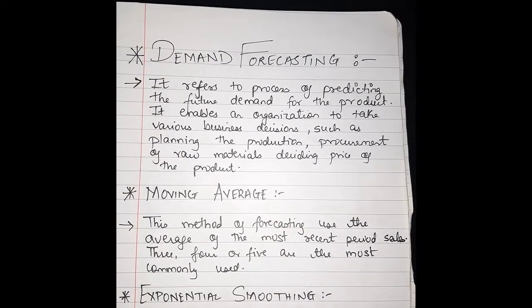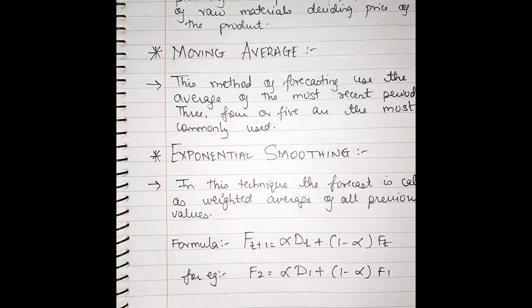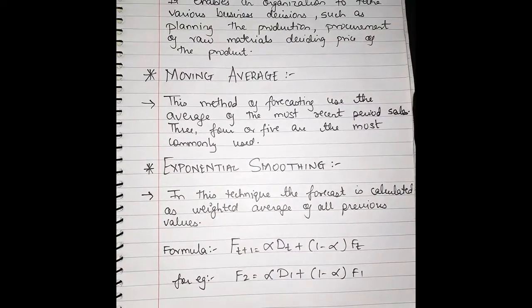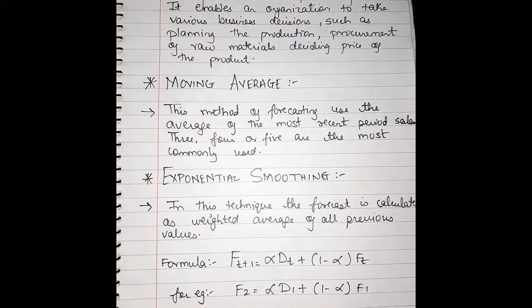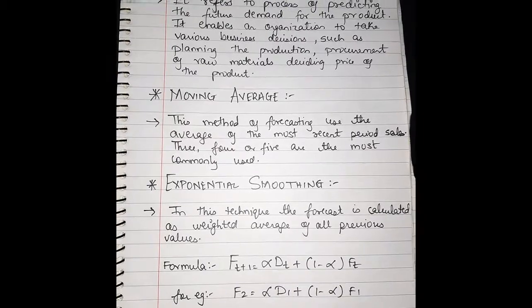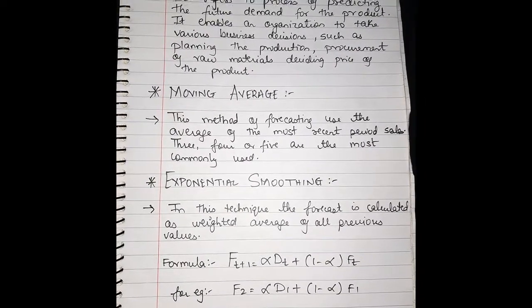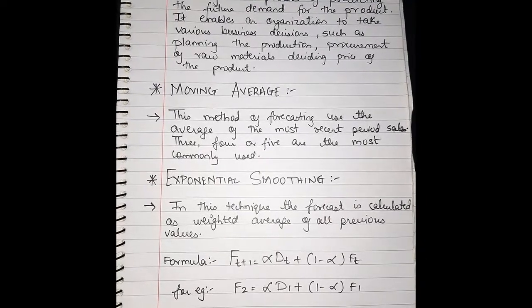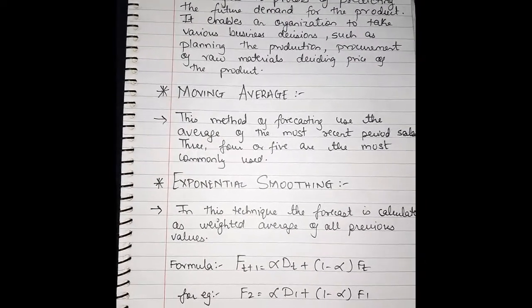So for forecasting of the demand, we will see two methods, the moving average method and the exponential smoothing method. The moving average method is the forecasting method which uses the average of the previous recent period sales. The most commonly used are the 3, 4 and 5 moving average methods. We'll see when we solve the sum.